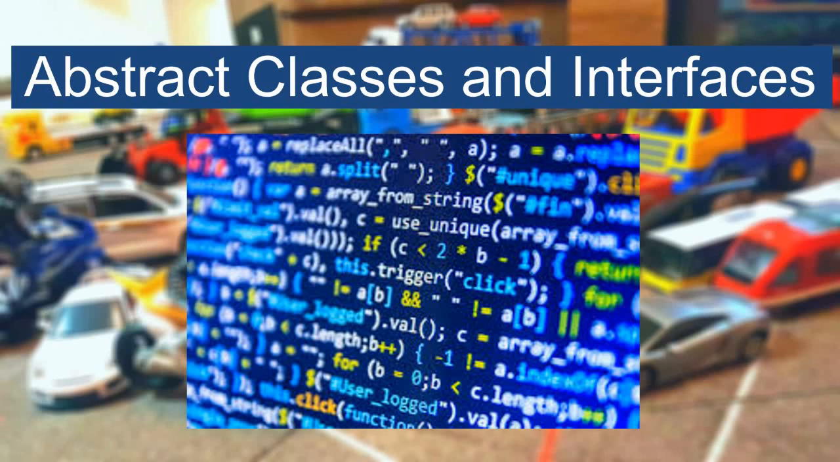Abstract classes and interfaces are a vital part of any complex code hierarchy. But what do they even do?